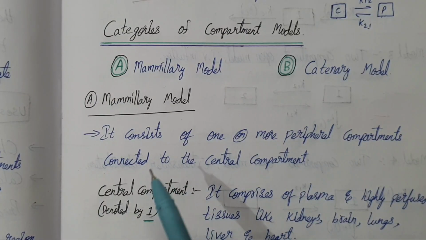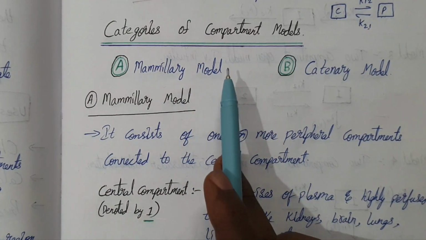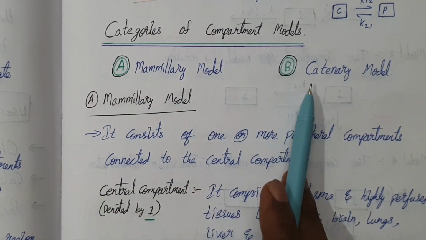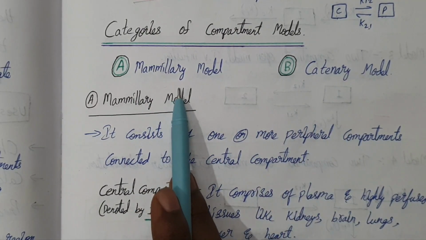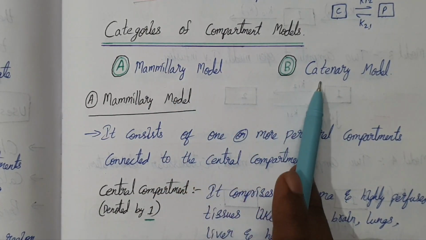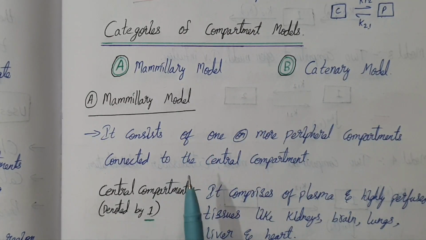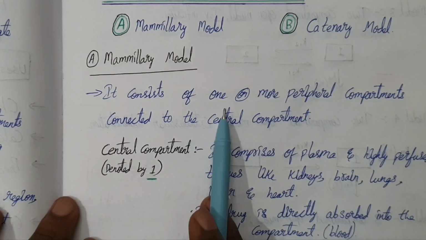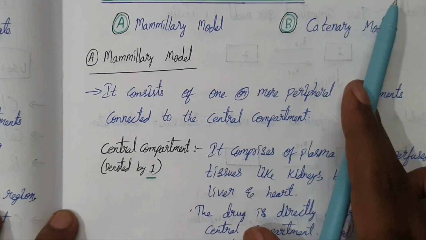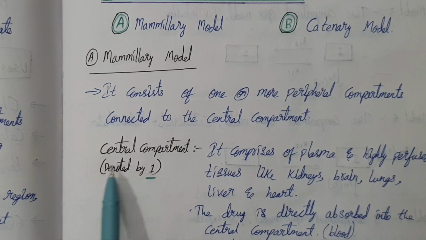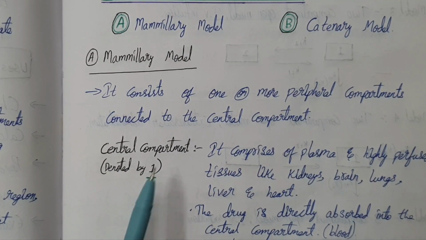There are two main designs for the compartmental model. First one is the mammillary model, then we have the catenary model. Mammillary is most commonly used, catenary is less used. Let's focus on the mammillary model. It consists of one or more peripheral compartments connected to the central compartment. The central compartment is denoted by one. We will see it in the diagram.